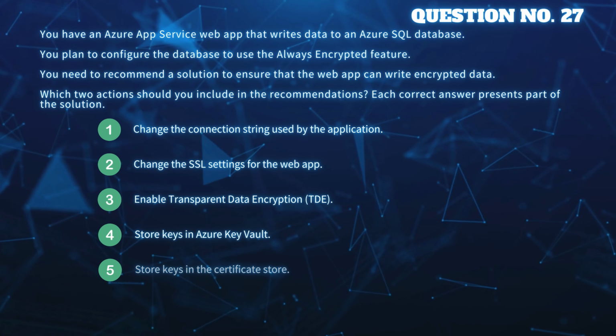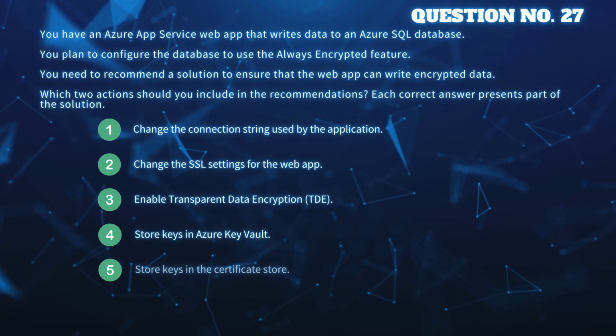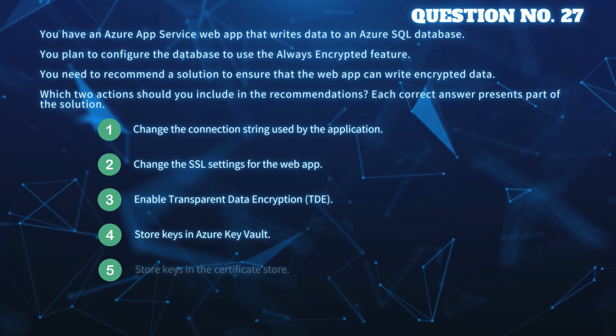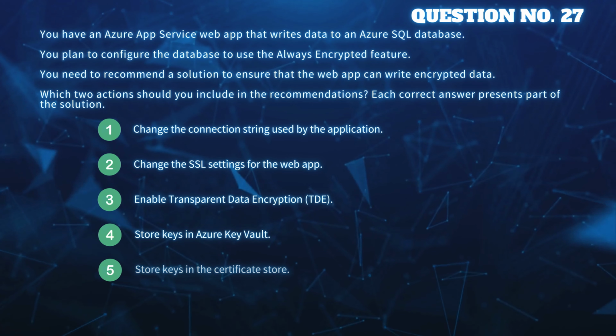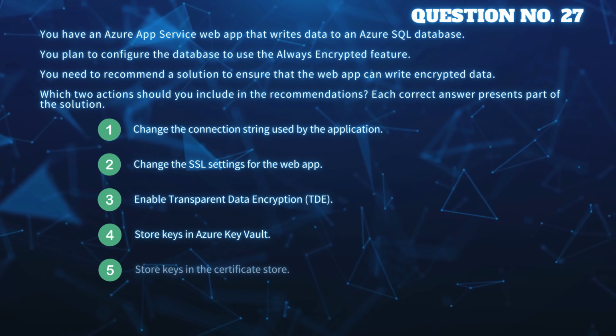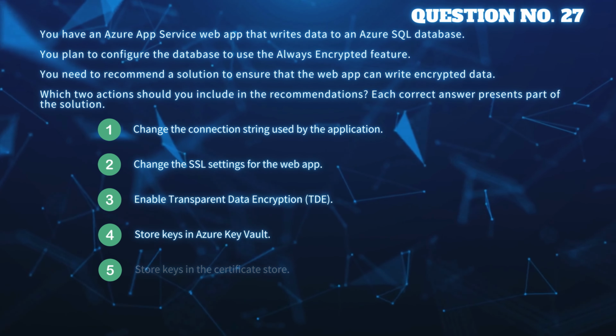You have an Azure App Service web app that writes data to an Azure SQL database. You plan to configure the database to use the Always Encrypted feature. You need to recommend a solution to ensure that the web app can write encrypted data. Which two actions should you include in the recommendations? Each correct answer presents part of the solution.